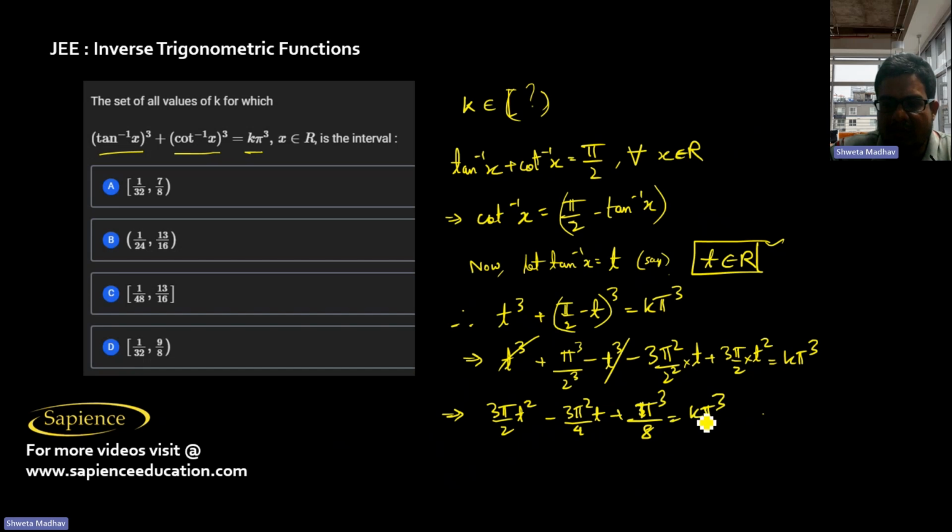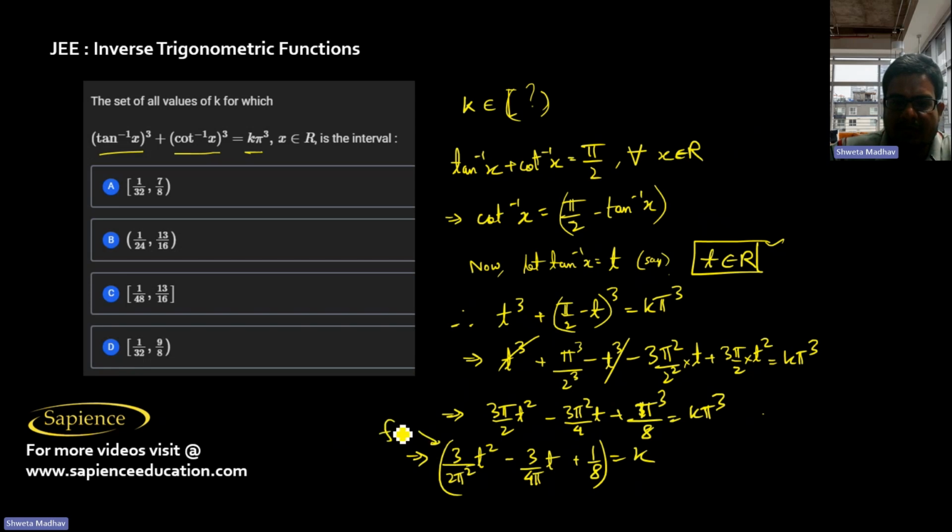Now if we divide both sides by pi cube, then I will get 3 by 2 pi square into t square minus 3 by 4 pi into t plus 1 by 8, that is equal to k. So it means we have to find the range of values of this quadratic function. It is the function f of t, a function of t. So we have to find the maximum and the minimum values of this function.